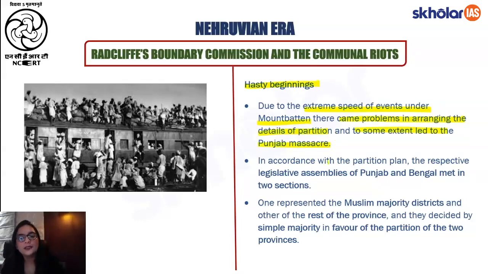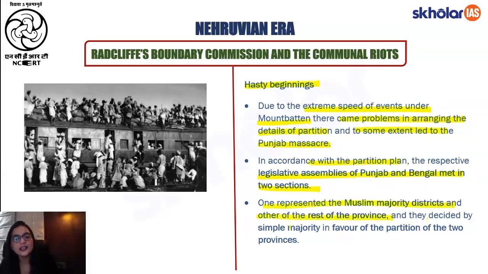Now, in accordance with the partition plan, the respective legislative assemblies of Punjab and Bengal met in two sections. Students, यहाँ पर हम पंजाब और बंगाल की बार बार इसलिए बात कर रहे हैं क्योंकि इन दोनों के अंदर ही कुछ पार्ट्स ऐसे थे जो बहुत ज्यादा मुस्लिम मेजॉरिटी एरियाज थे, जो कि इंडिया से अलग होके टूट के अपना अलग कंट्री बनाना चाहते थे, दैट इज पाकिस्तान, एंड दैट इज व्हाई वी आर स्पेसिफिकली टॉकिंग अबाउट पंजाब एंड बंगाल. Now herein, one represented the Muslim majority districts and the other the rest of the province.